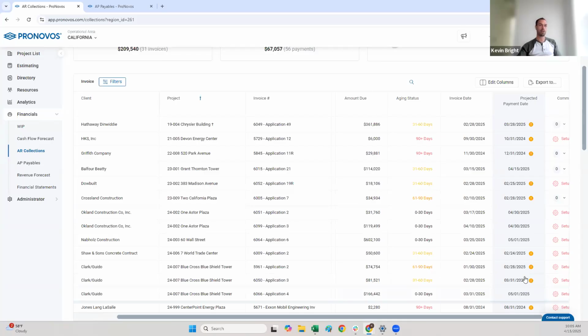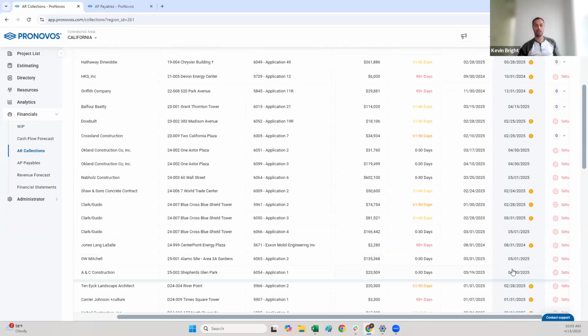But the column here that I always like to focus on is this projected payment date. And this is something we hear time and time again when we talk to different contractors in the industry. It's not only that owners or clients are slow to pay, it's that there's a real unpredictableness to it as well.